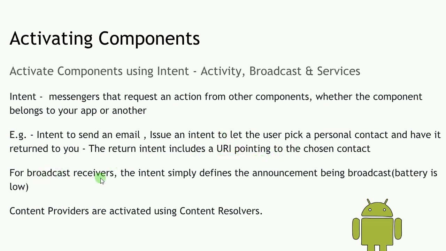And for broadcast receivers, the intent simply defines the announcement being broadcast. Battery is low. So let's say your Android phone is going to give an announcement every time there is 15% battery left in your phone. At that point in time, that broadcast will be there. The broadcast will be done through an intent which will be sent by the Android system to all the apps available in the phone. Now it is up to the apps to decide if they want to receive this intent, or let's say the broadcast, and then do anything that they want to do with that.